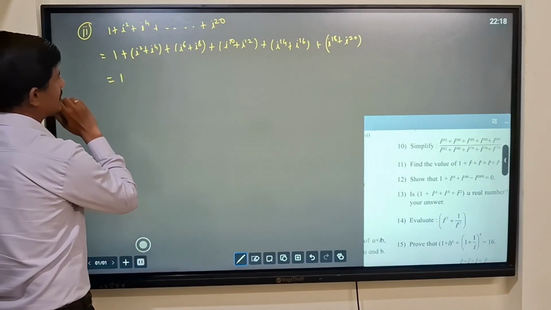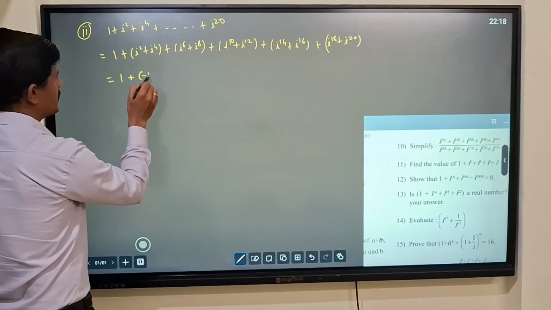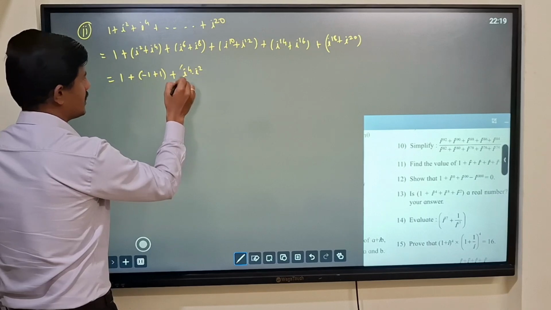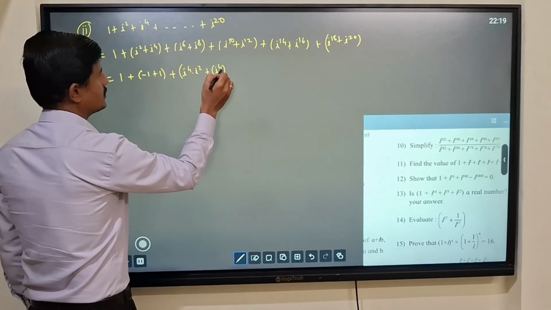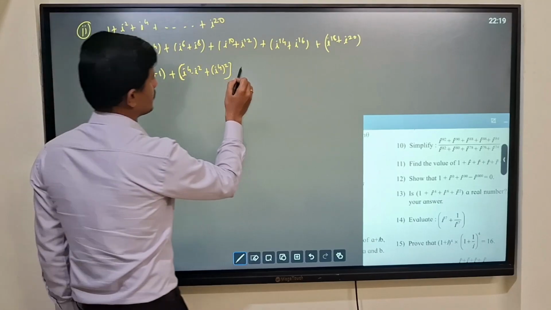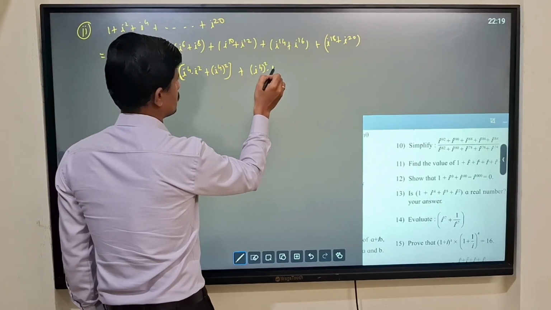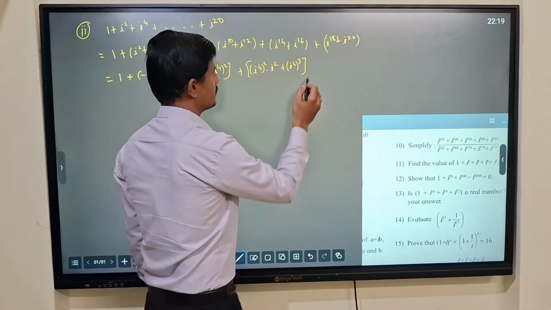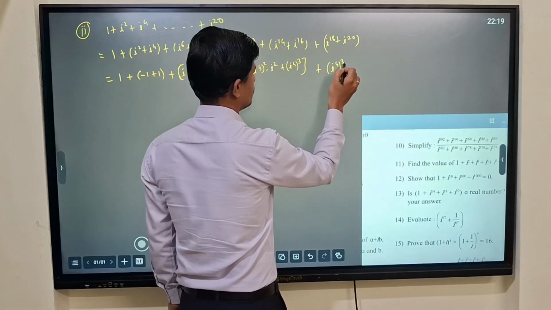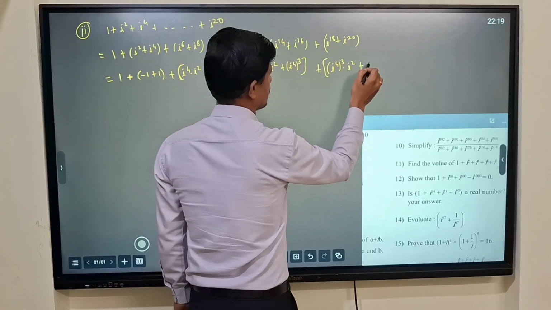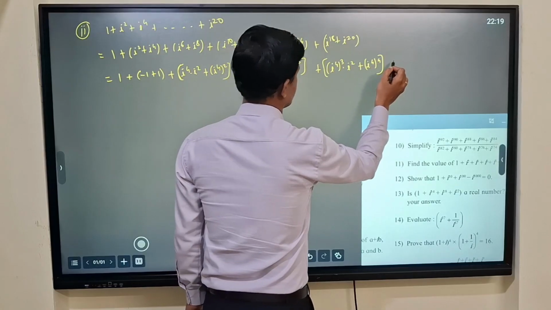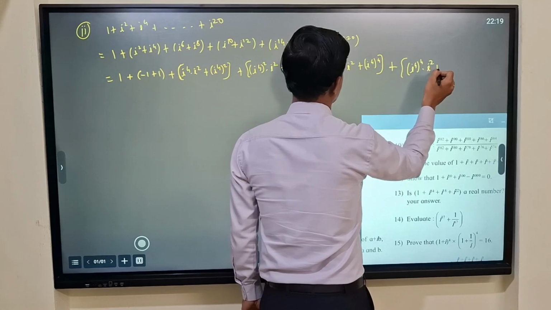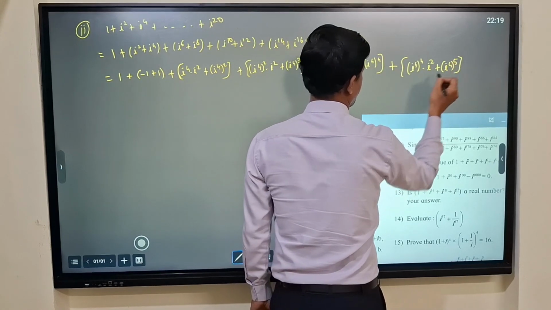Now see, 1 plus i square is minus 1, i raised to 4 is plus 1. Similarly, this becomes i raised to 4 into i square, plus i raised to 4 square, plus i raised to 4 square into i square, plus i raised to 4 raised to 3, plus i raised to 4 raised to 3 into i square, plus i raised to 4 raised to 4, plus i raised to 4 raised to 4 into i square, plus i raised to 4 raised to 5.